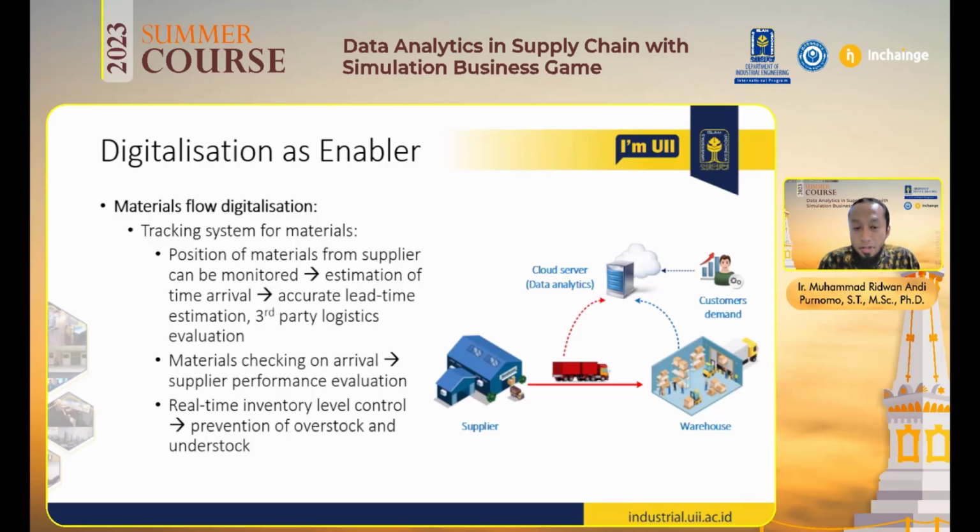Because we can estimate accurately, we can predict the lead time to deliver the product to the customer accurately as well. Okay, I have a friend.